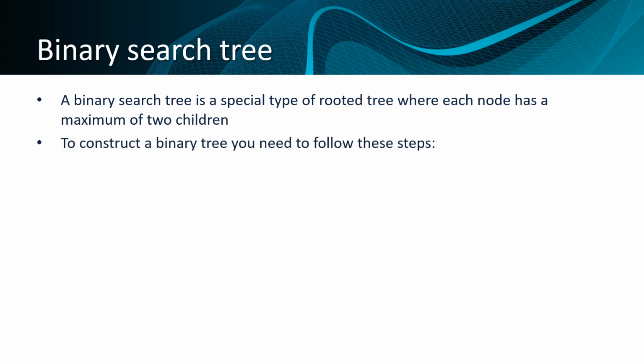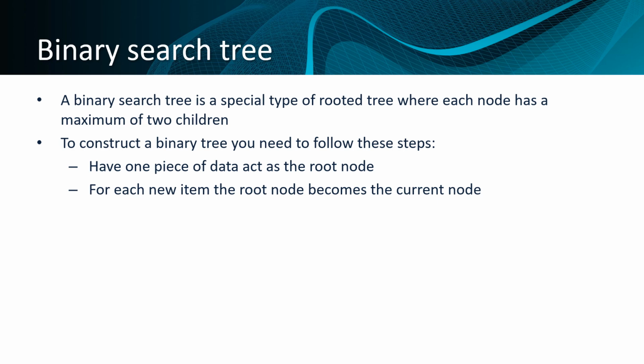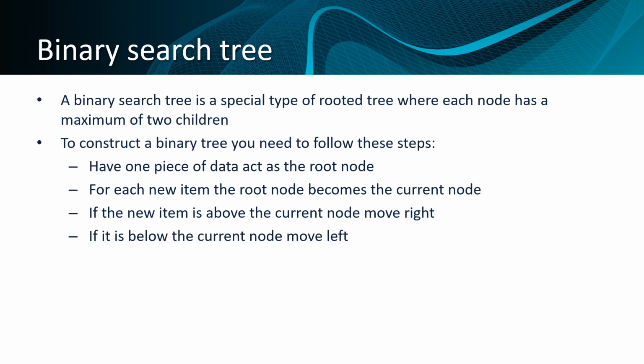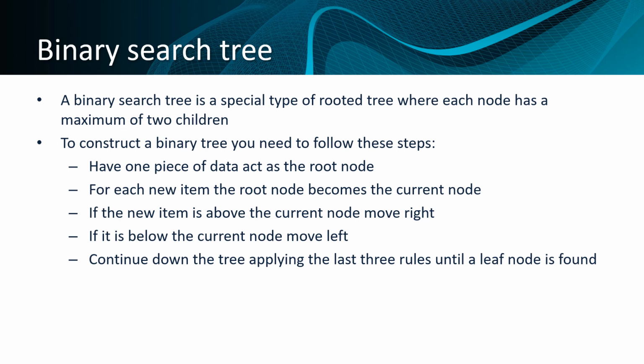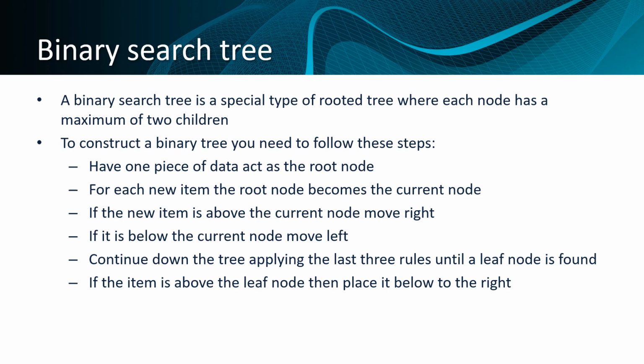To construct a binary tree, you need to follow these steps. Have one piece of data act as the root node. For each new item, the root node becomes the current node. If the new item is above the current node, move right. If it is below the current node, move left. Continue down the tree applying the last 3 rules until a leaf node is found. If the item is above the leaf node, place it below to the right. If it is below the leaf node, place it below and to the left.